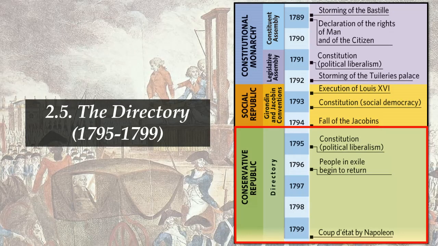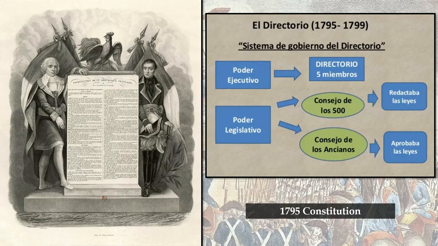And the last stage of the French Revolution started with the Directory, from 1795 to 1799. With this, the moderate bourgeoisie took back the power. They drafted a new constitution, the 1795 Constitution, with an executive power which was held by 5 members, the 5 directors. This is why it's called the Directory, and a legislative power with 2 chambers, the council of the 500 and the council of the elders.